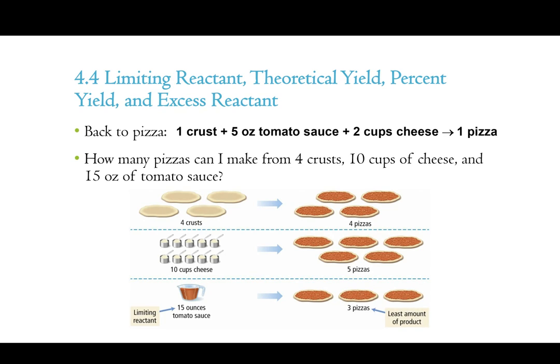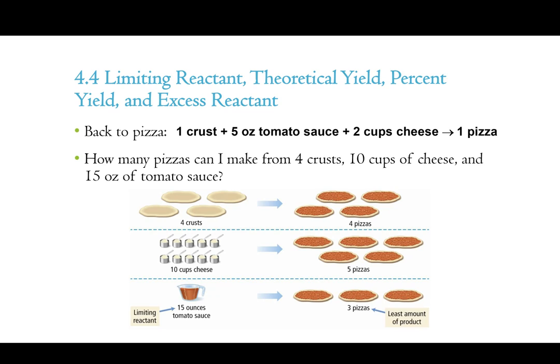Going back to the pizza that we started with, the equation for making pizza is 1 crust plus 5 ounces of tomato sauce plus 2 cups of cheese yield 1 pizza. So if I have 4 crusts and 10 cups of cheese and 15 ounces of tomato sauce, and I want to know how much pizza I can make, something's going to run out first.